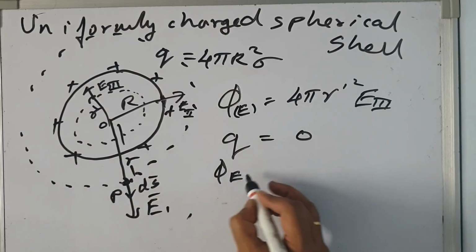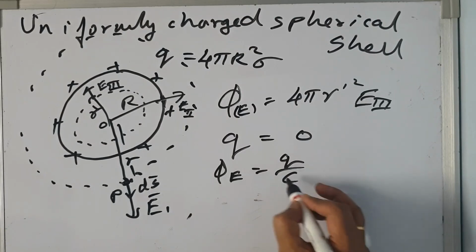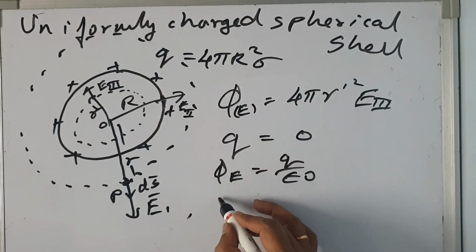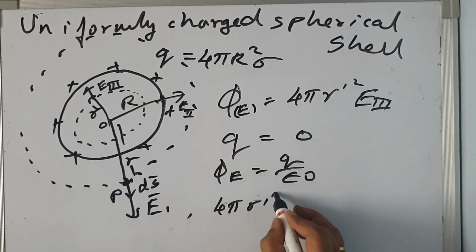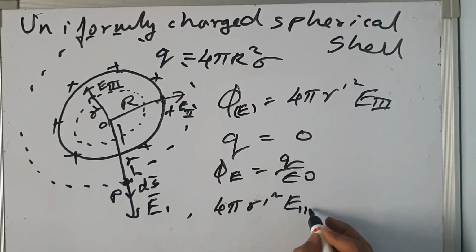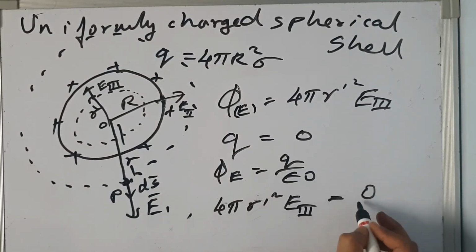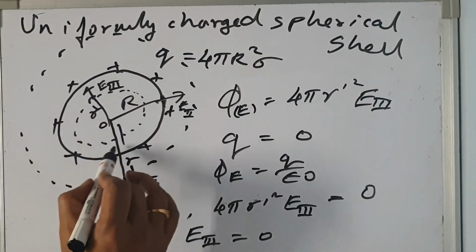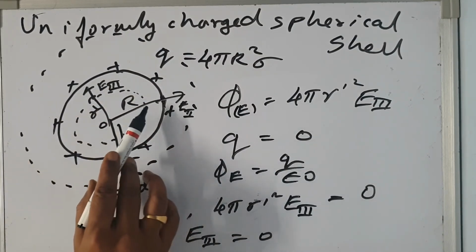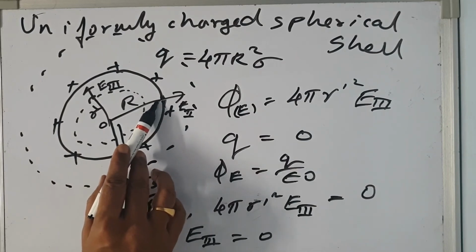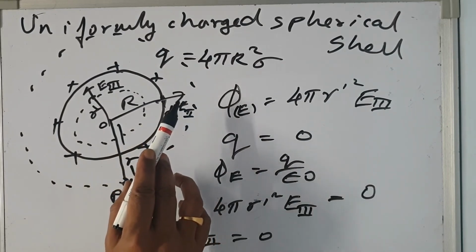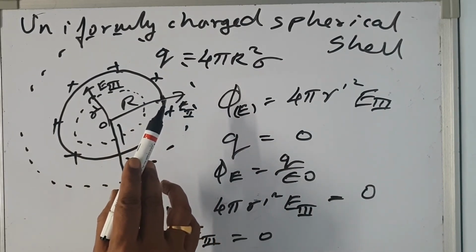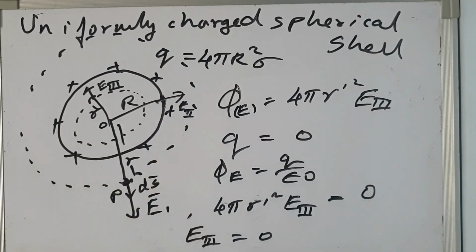But phi E, you know, is equal to Q upon epsilon naught. That means 4 pi r dash squared E3 is equal to 0 upon epsilon naught. That means E3 is 0. There is no electric field inside the charged spherical shell. And on the surface it was sigma by epsilon naught. And outside it was 1 by 4 pi epsilon naught Q by R squared.